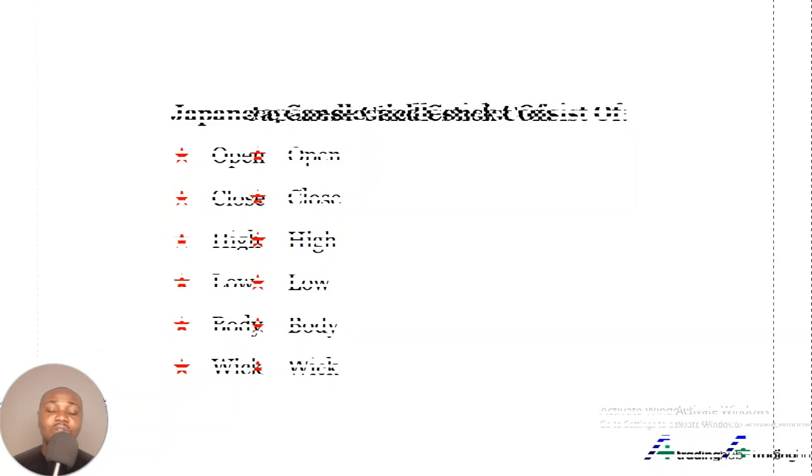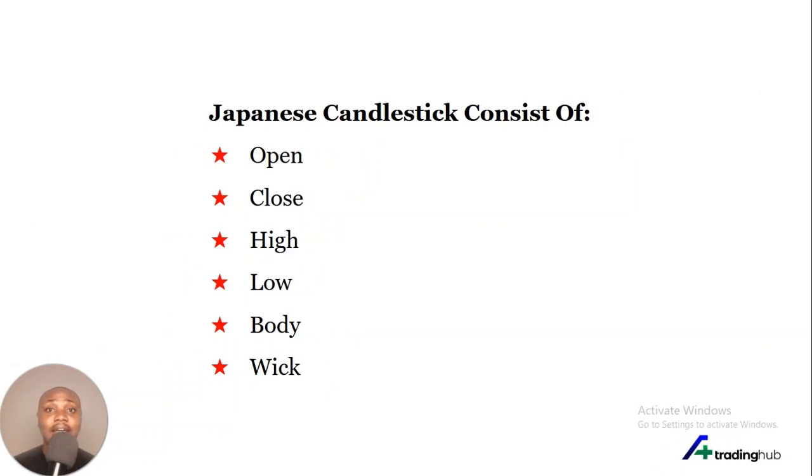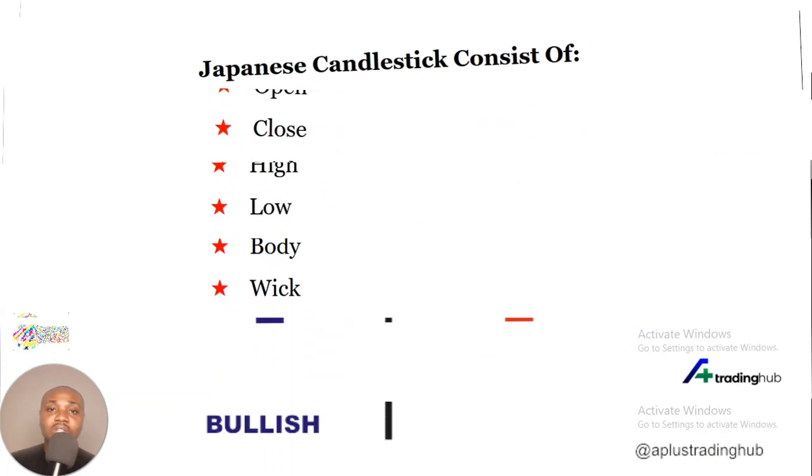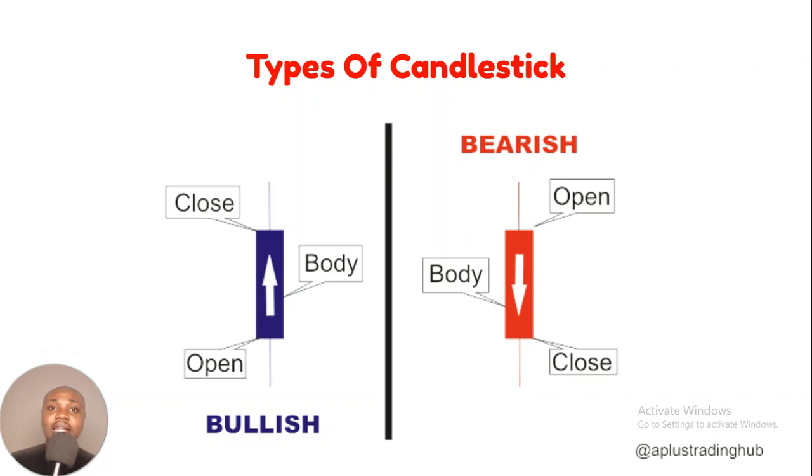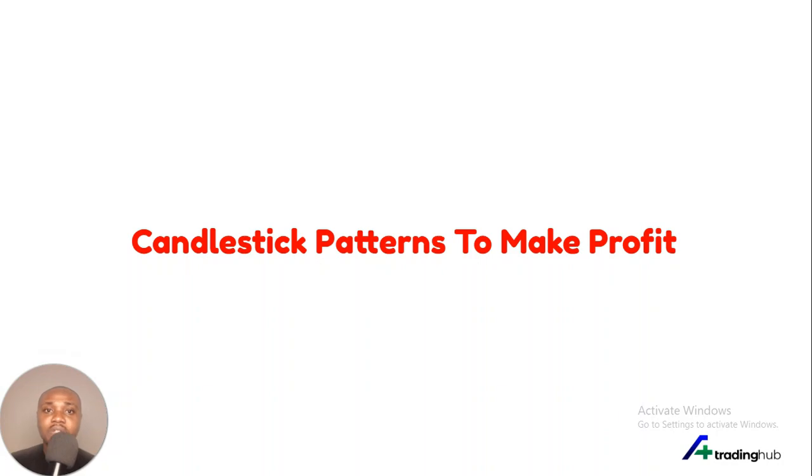A candlestick consists of the opening price, the closing price, the high, the low, the body of the candle, and also the wick. There are two major types of candlesticks, the bullish candle and the bearish candle. To easily identify a candlestick, you need to pay attention to the opening price, the closing price, and also the body. So for a bullish candle, it opens below and closes above. Then a bearish candle opens above and closes below. The default color for a bullish candle on the chart is always blue, while for a bearish candle it is always red.